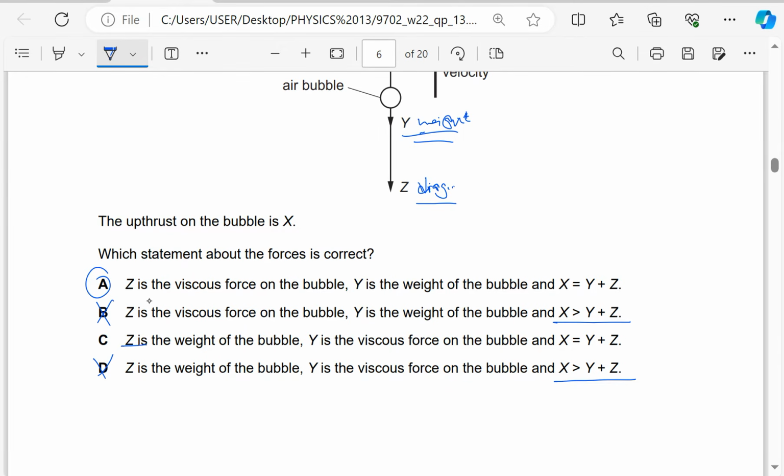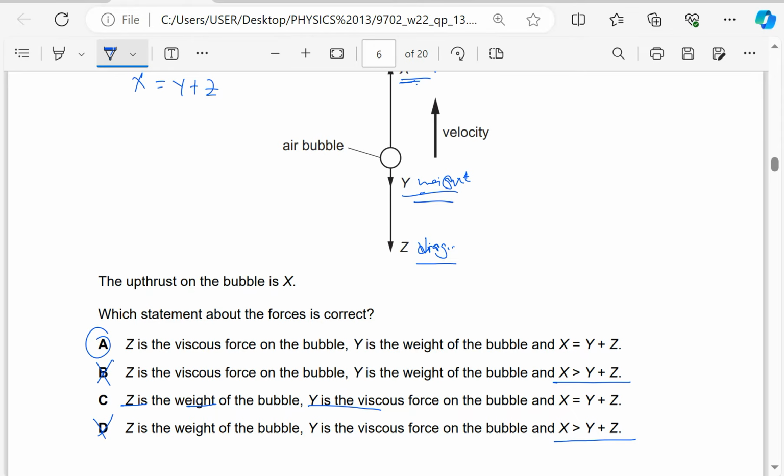I'm saying Z cannot be the weight of the bubble, and weight cannot be the viscous drag, because if Z is the weight of the bubble, then it means as it falls, Y is most likely the one which would be increasing, which is possibly not going to be possible. Z is the one which has increased because it has added to the weight to balance with X.